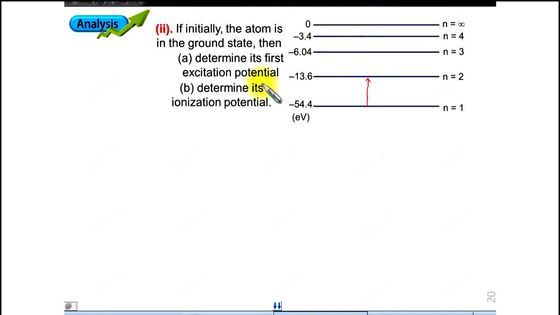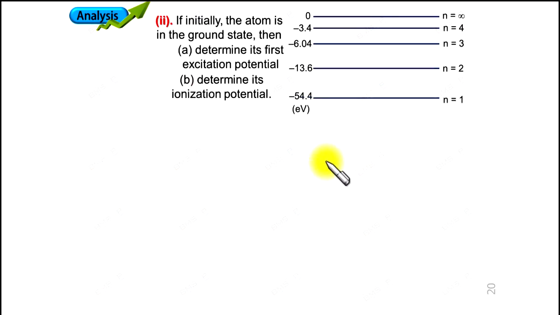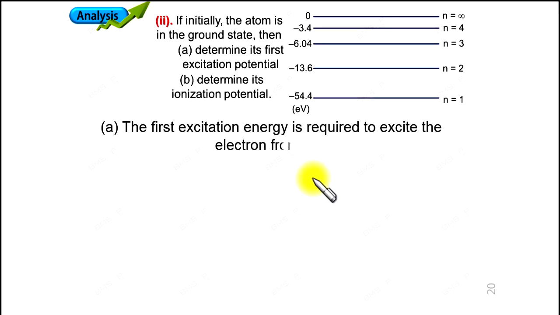this is the first excitation energy, where this is n equal to 1 and this is n equal to 2, right? And we are given the value of n equal to 1 and we are also given n equal to 2. That means we can find here the excitation energy, that is the first excitation energy, that is equal to delta E12, that is again equal to E2 minus E1.